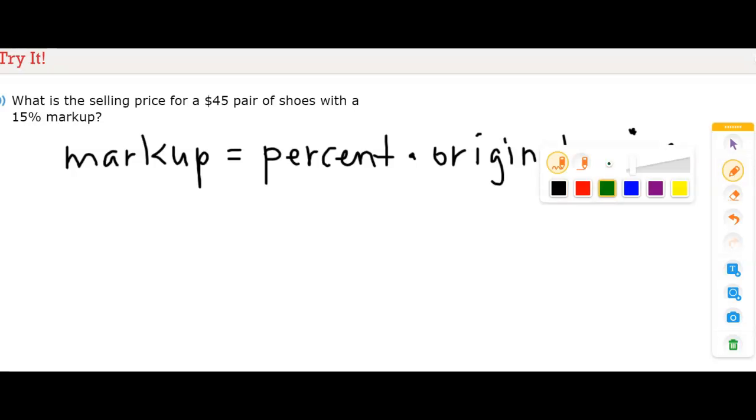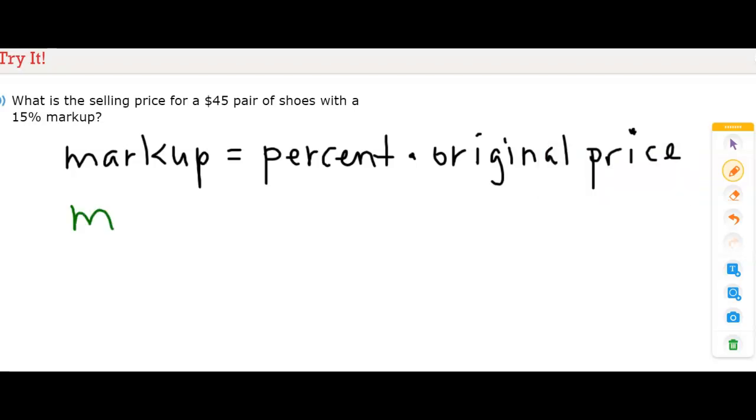Now, the markup, we don't know what that markup is. So we're going to substitute M for markup, and that is going to be equal to the percent. It tells us in the problem that it is a 15% markup, but we want to write 15% as a decimal, so it's going to be a decimal in front of the 1 and 5. And just a sidebar, anytime you have a percent, to make it a decimal, all you have to do is take the invisible decimal here and move it over to the left 2 times, and that gives you your decimal.